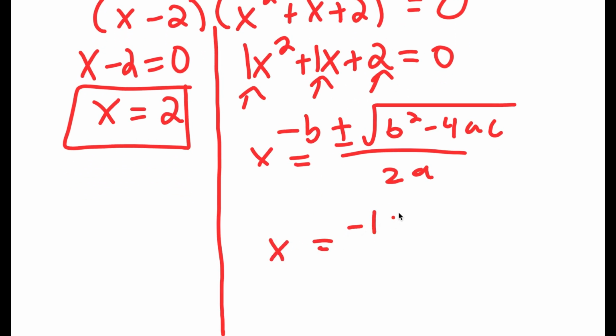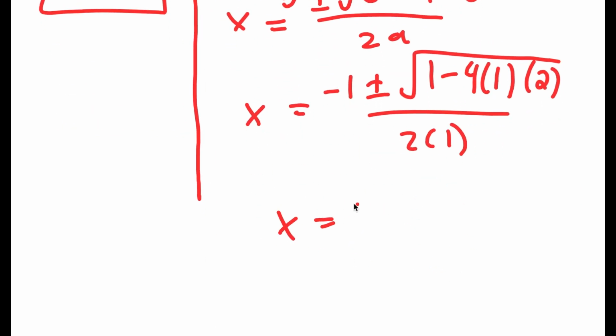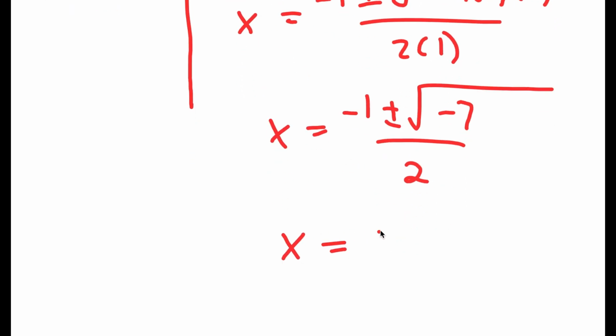So I get x is equal to -1 plus or minus the square root of 1 squared, which is simply 1, minus 4 times a, which is 1, times c, which is 2, all over 2a. And this is equal to -1 plus or minus the square root of 1 minus 8, which is -7, all over 2. And this is actually equal to -1 plus or minus the square root of 7 times the square root of -1 over 2.